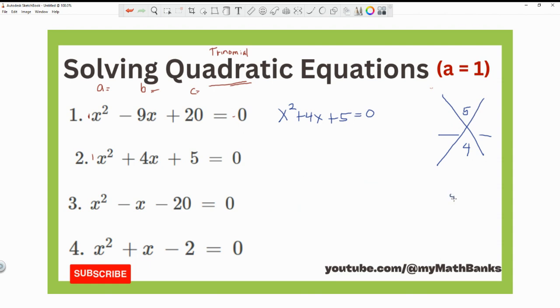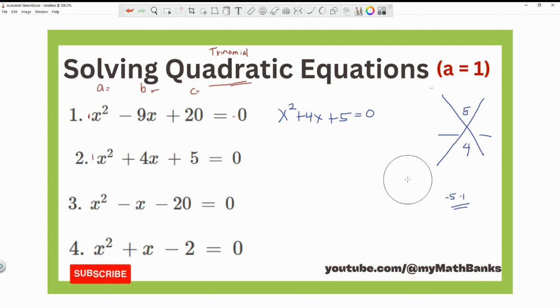Okay, so that will be 5 times 1, but when you add that, that's going to be 6. So that's not it. How about negative 5, negative 1? When you add it, it's negative 6. Is there any other factor of 5 that are whole numbers? Okay. No, not really. So therefore, what this means is that we cannot solve it using this manner. We already tried all the possible factors and none of them actually worked.